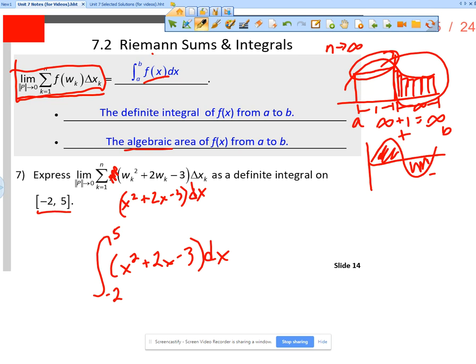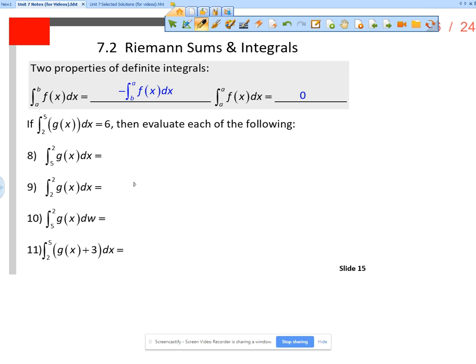And so then we need to have a conversation about what that definite integral actually is finding. Well, we said it's the algebraic area, right? So what does that mean? Well, it's the area under the curve, or it's the area that is bound between the curve and the x-axis.